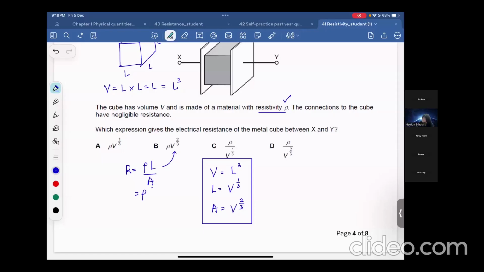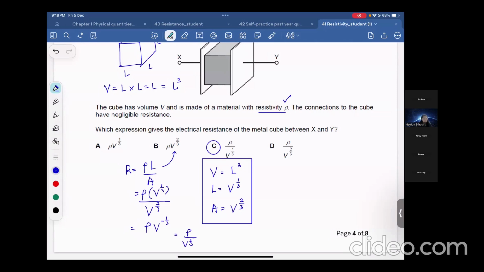Okay, so here rho, the length is V1 over 3, the area is volume 2 over 3. So here, mathematics solves it: rho, then divided by 3 minus 1 over 3. So it's actually rho V1 over 3. So answer C.